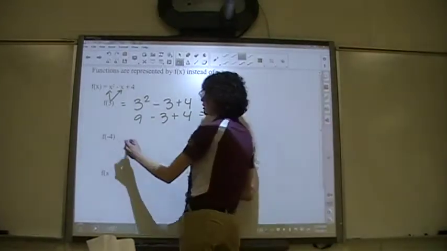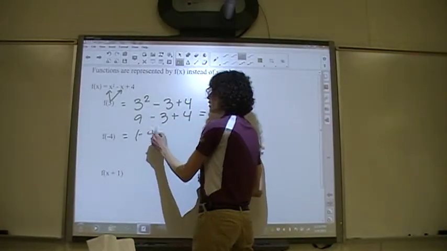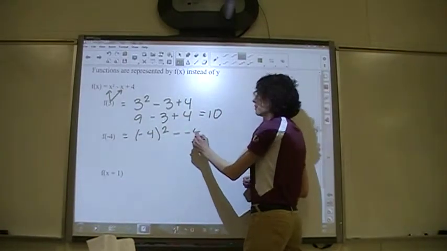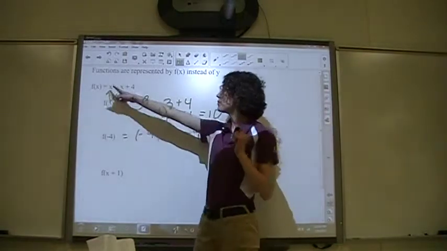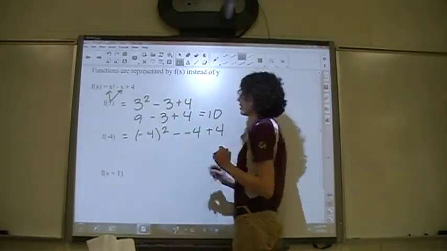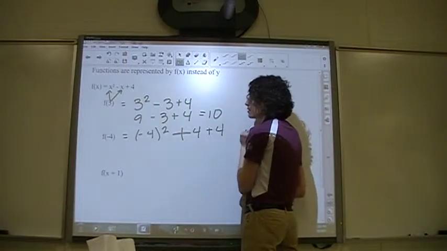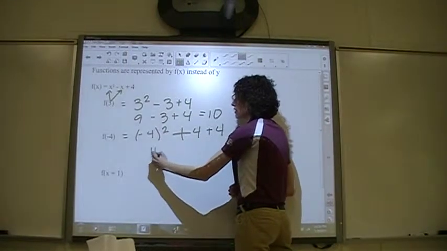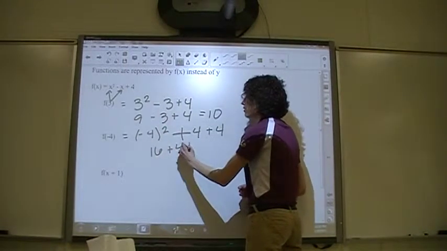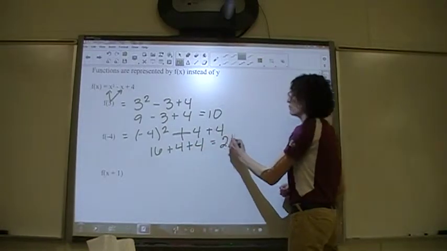Now let's try it with negative 4. We have negative 4 squared minus a negative 4 plus 4. Because every time I see x, I put in negative 4. So this becomes plus. Negative 4 squared is going to give me 16. Then plus 4 will give me 24.